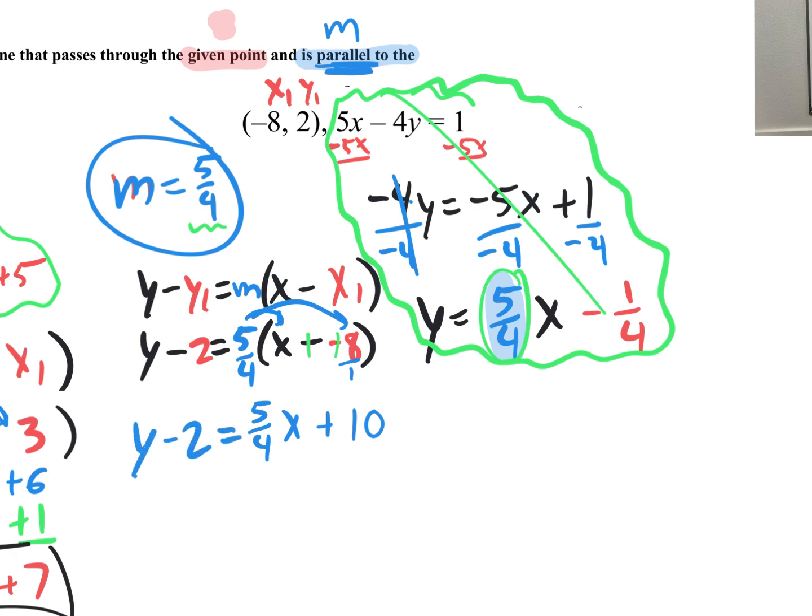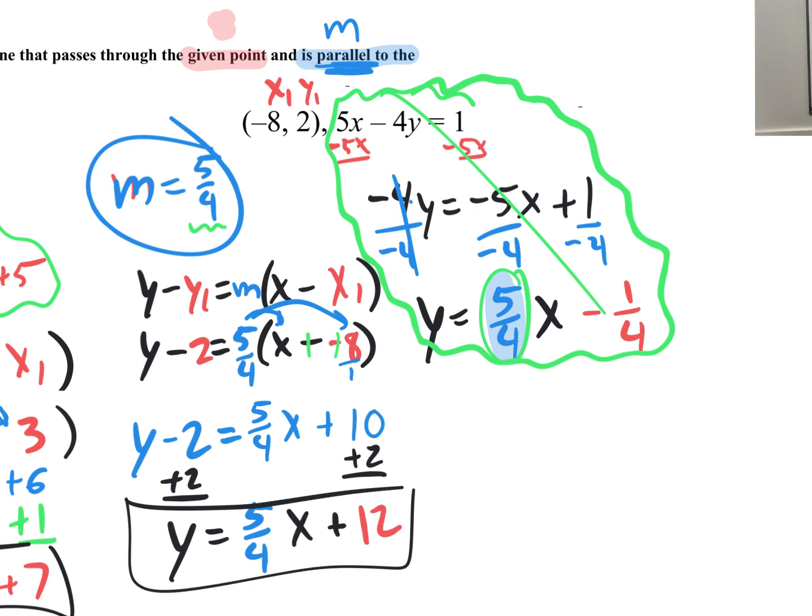It almost has y by itself. All we need to do is add 2. Your final slope-intercept form equation that they're asking for is y equals 5/4 x plus 12. And that's the b value. I'll do it in red. Now, if they would have asked for standard form, you don't want fractions, so you'd have to multiply by 4 to cancel it out, multiply by 4, and then you move your x term over, and that would be in standard form. Okay? But they're not asking for standard form, they're asking for slope-intercept, and that's it.